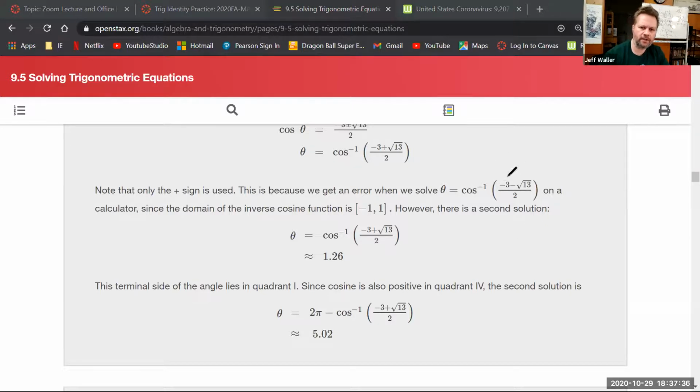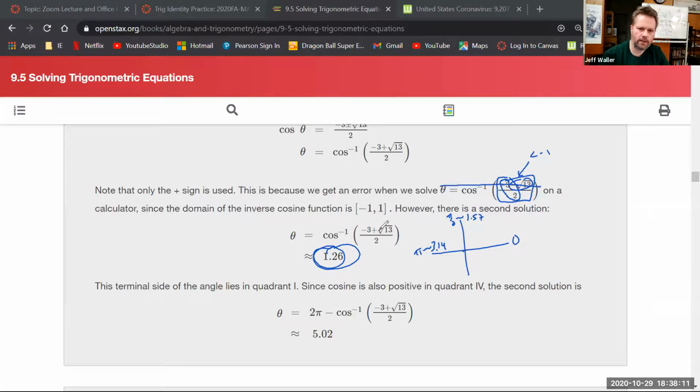Oh. This one actually ends up having no answer, because -3/2 is already less than -1. So when you subtract √13, it gets even less than -1. So that actually doesn't give us an answer. And we've seen that kind of thing happen before, and that's fine. 1.26, somebody help me out. This is 0. This is pi/2, which is roughly 1.57. This is pi, which is 3.14. So 1.26 is in the first quadrant.